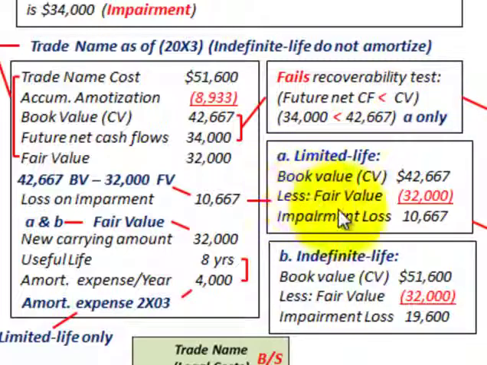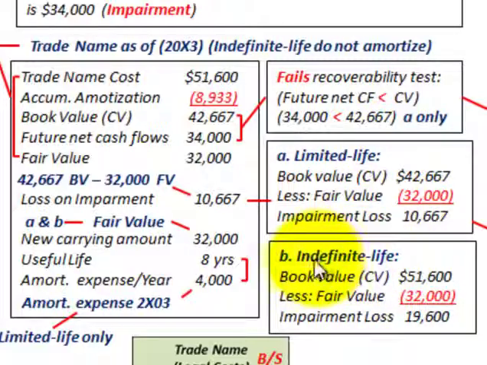Now to calculate our impairment loss for the limited life, we have the book value, the carrying value, of $42,667. Remember, that's net, the cost net of any accumulated amortization. Then we'd be comparing the fair value to the book value. So we would subtract the fair value of $32,000 from the book value, and we're going to come up with an impairment loss of $10,667. Okay, that's for our limited life intangible.